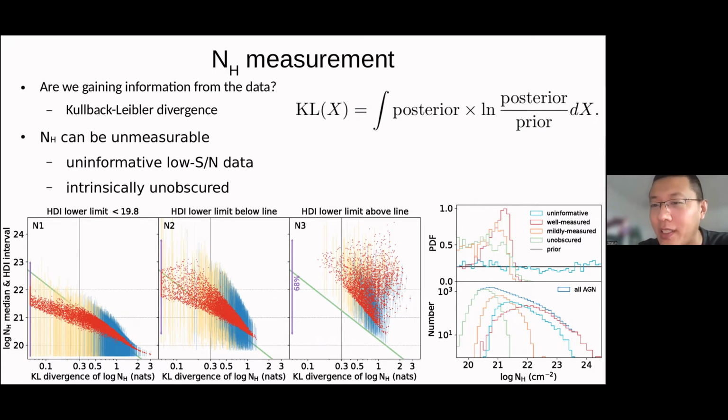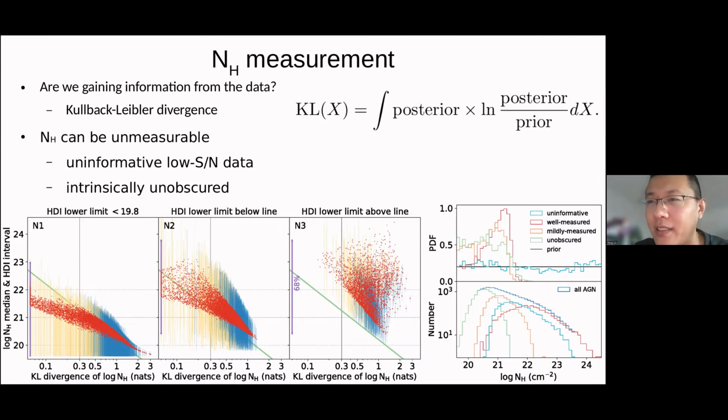So we call this class unobscured sources. And here, the red one shows a case in which both the upper limits and the lower limits can be well constrained. In such cases, we call them well measured. We can safely use the value predicted from the PDF.